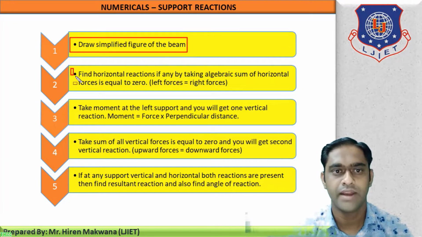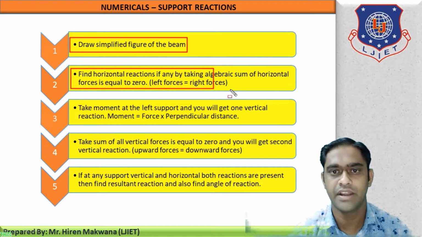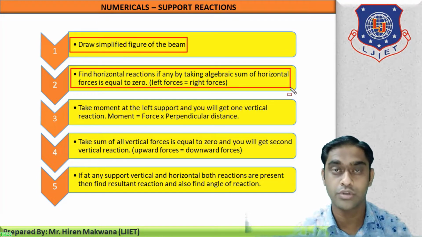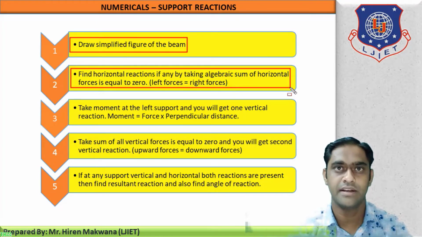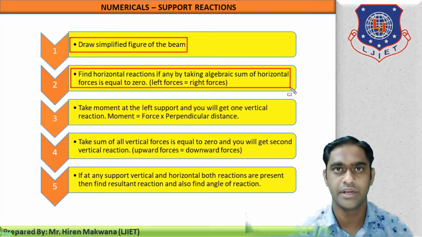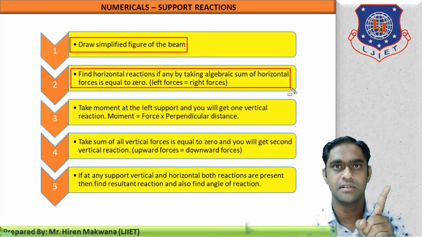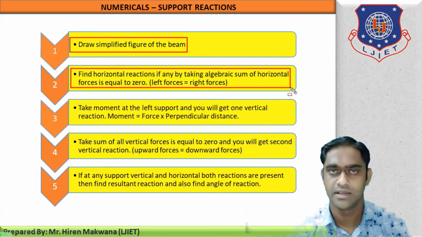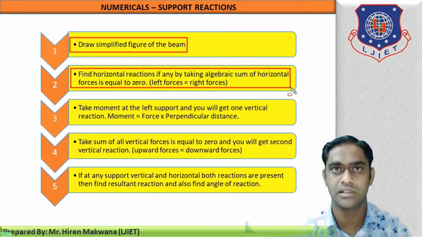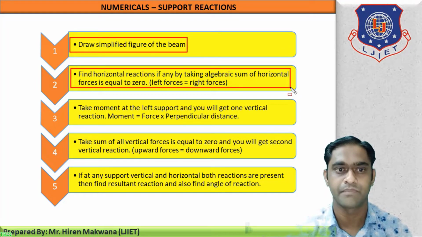Step number 2, find horizontal reactions if any by taking algebraic sum of horizontal forces equal to 0. It means in the simplified figure, if there are any horizontal forces present, then take the algebraic sum of horizontal forces equal to 0. It means left side forces equal right side forces. Just equate the left and right forces, and you will get unknown horizontal reactions. We will see in the numerical, then you will be much clearer about it.